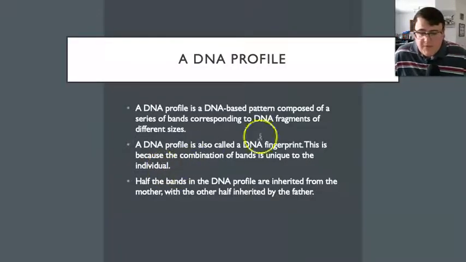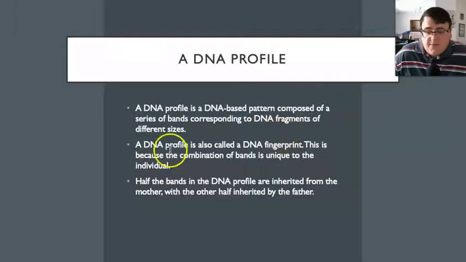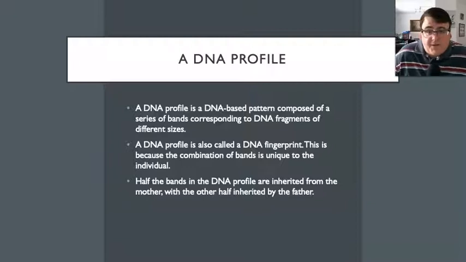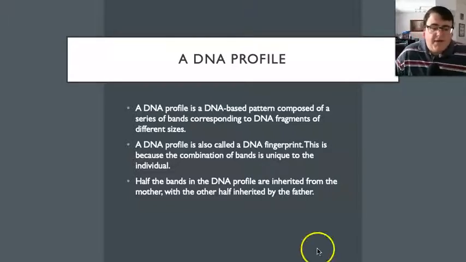So a DNA profile is a series of bands corresponding to DNA fragments of size. We also call it a fingerprint, because as we can tell over here, we've got the 3 different suspects and they all have their individual DNA profile. So like a fingerprint, the combination of bands in a DNA profile is unique to each person. Now when you're looking at that in detail, half of the bands are from your mother, half are from your father. So it also helps with paternity and maternity tests as well. You can see if the DNA combines to form that new profile.